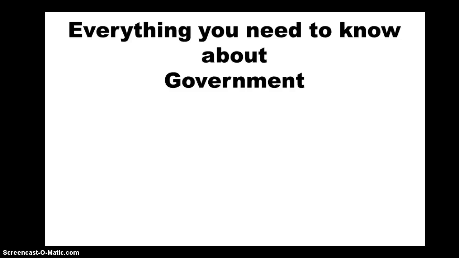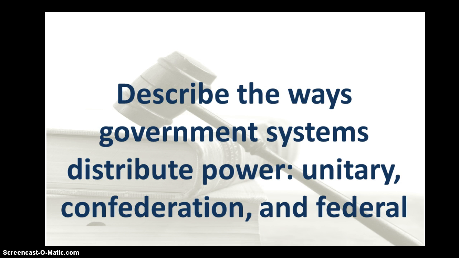Good morning, class. As you know, we've been studying government terms, and today we'll be doing a little bit of review before we continue on with the terms that we're going to be studying. So let's take a look at it. As you know, these first three terms, unitary, confederation, and federal, are ways that we describe how governments distribute power. So it's always important to keep that in mind when you're thinking about unitary, confederation, and federal.